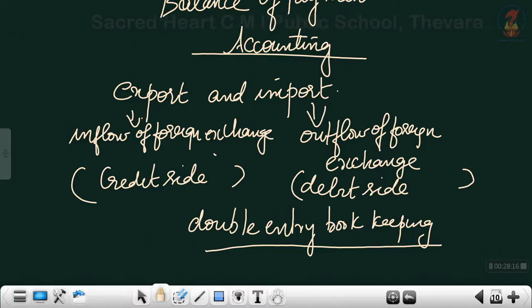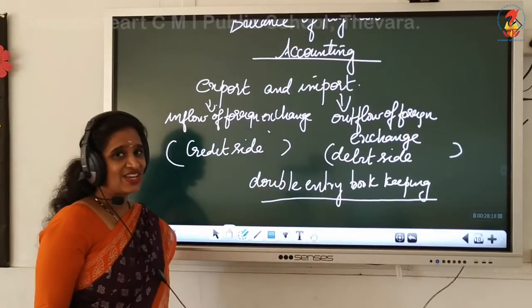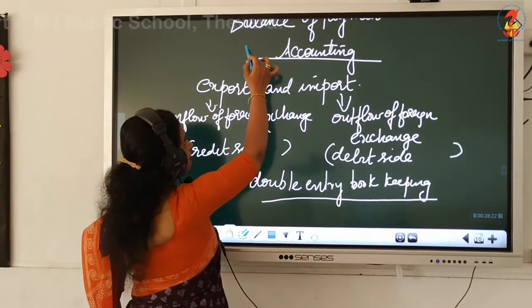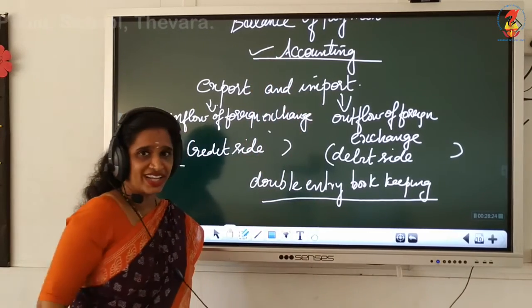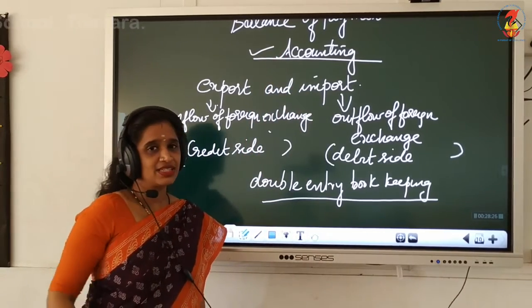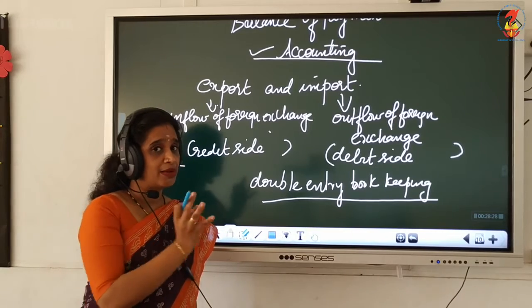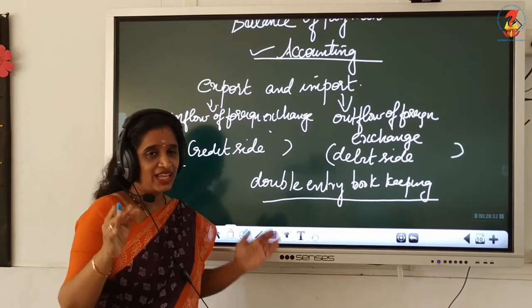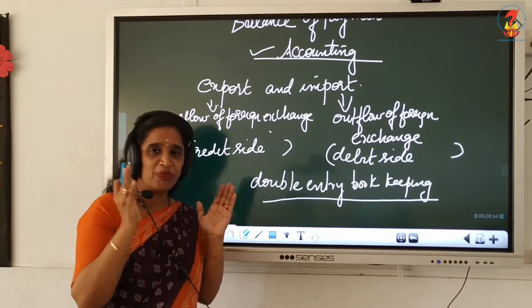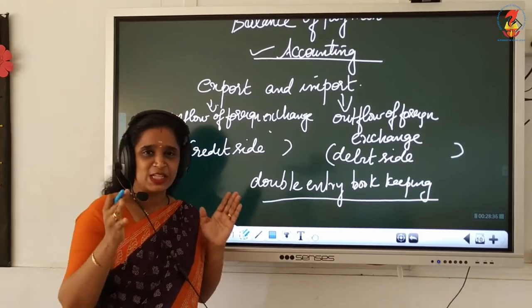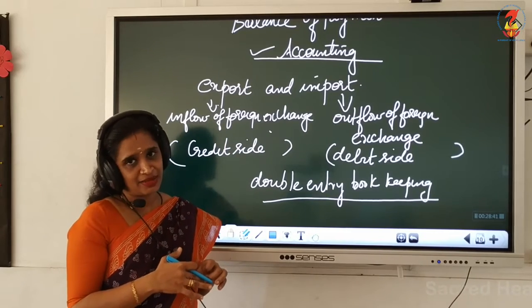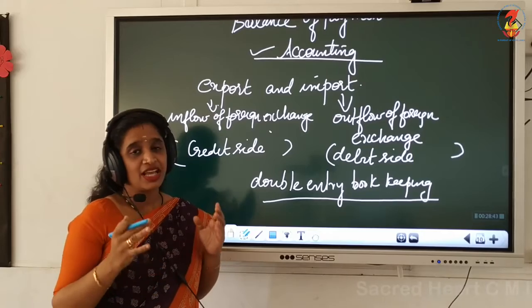So, the balance of payment concept uses the concept of double entry bookkeeping. That is why I have written the heading as balance of payment accounting. In the accounting sense, in balance of payment, there will be two sides, one is the credit side and one is the debit side. So any accounting system which uses a debit side as well as a credit side is based on the double entry bookkeeping system. Therefore, we can term it as balance of payment accounting.